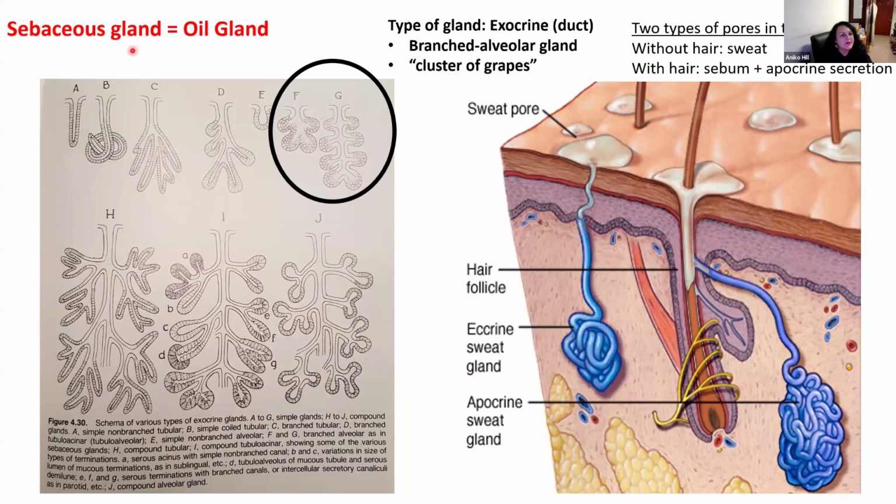So where is the sebaceous gland? Where does it belong? It belongs to the F and G, which is basically the branched alveolar gland. Branched because you can see it's branching off left and right, and it's alveolar because the acinus or the secretory unit looks like a little bowl, a little alveolus. Or you can also say it looks like a piece of grape. So the whole thing looks like a cluster of grapes.